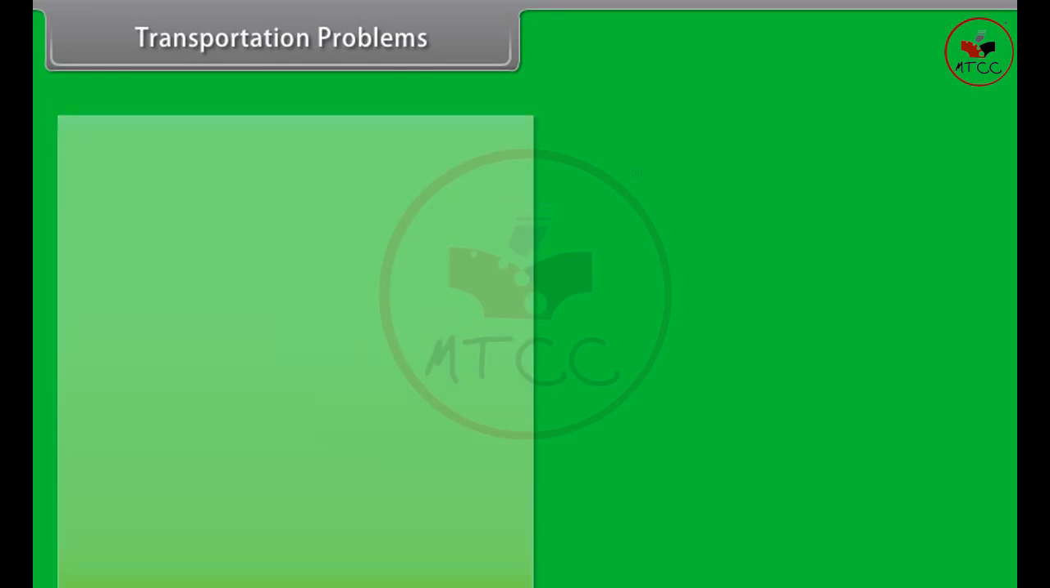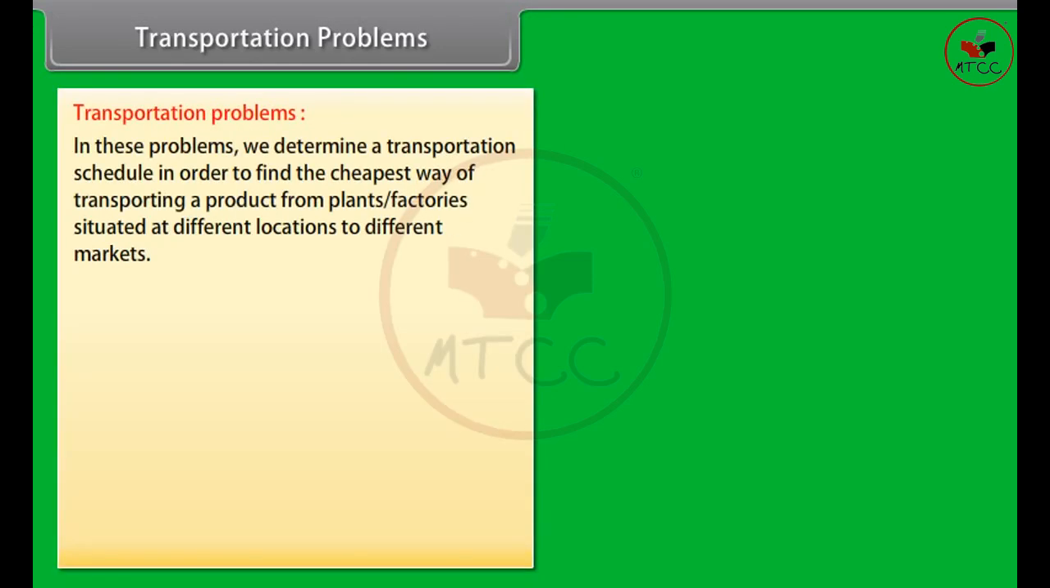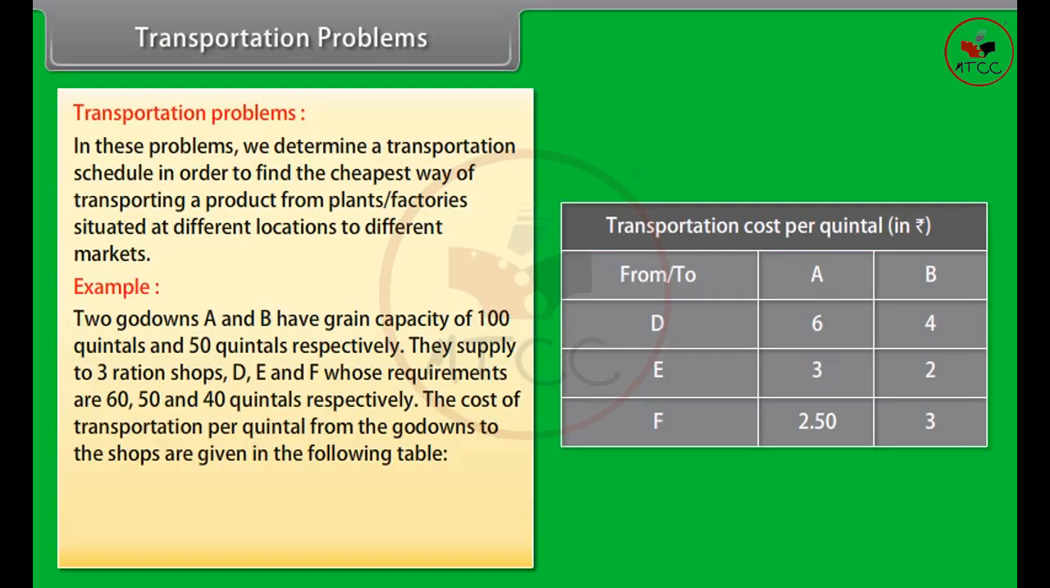Transportation problems. In these problems, we determine a transportation schedule in order to find the cheapest way of transporting a product from plants or factories situated at different locations to different markets. Example. Two godowns A and B have grain capacity of 100 quintals and 50 quintals respectively. They supply to three ration shops D, E and F whose requirements are 60, 50 and 40 quintals respectively. The cost of transportation per quintal from the godowns to the shops are given in the following table.